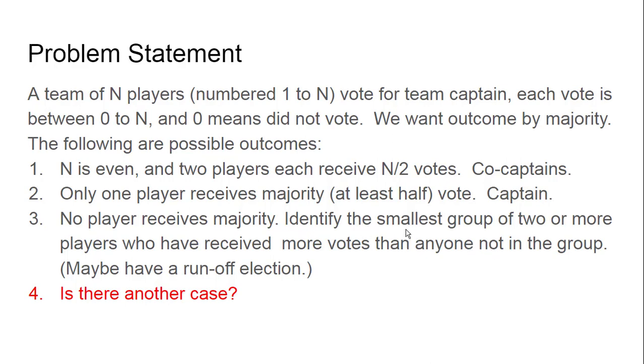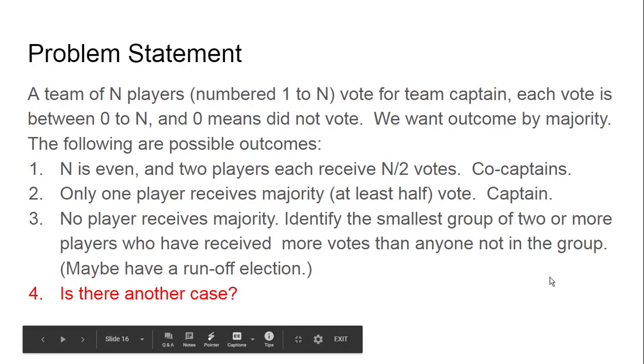So in this case, no player receives a majority, and there are 2 or more players that we can identify as receiving more votes than anyone not in the group, so they can be the candidates for the runoff election. I have a question here: is there another case? When I first created the problem, I thought these were the only cases, but then I ran the code against some test data I created and realized there's another case that I didn't explicitly consider. So what is it?